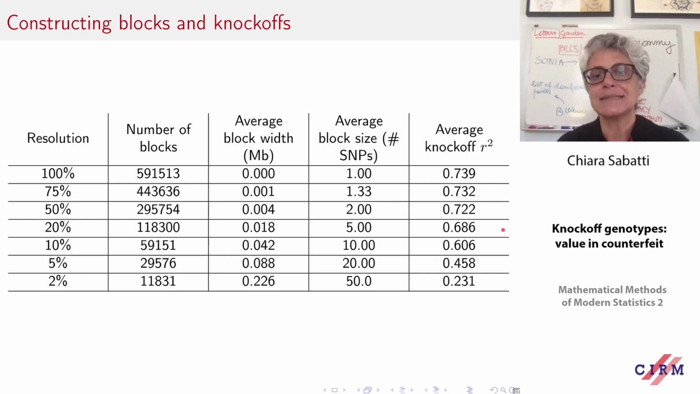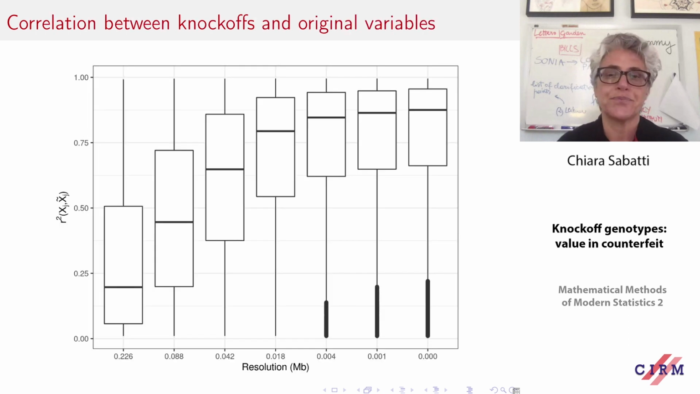And you can see exactly the phenomenon I've described for you, for which I said that instead of looking at single variables' knockoffs, we're going to construct this group. When we look at single variables, each variable is correlated to its knockoff with an average R-square of 0.7, which is quite high. Instead, when we look at this coarser resolution, the correlation between each variable and its knockoff is low, down to 0.2.